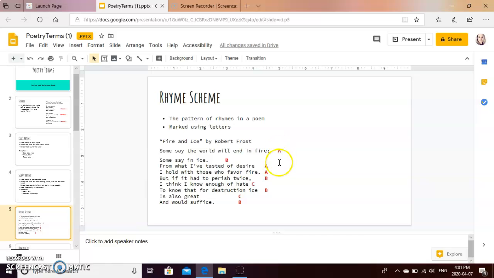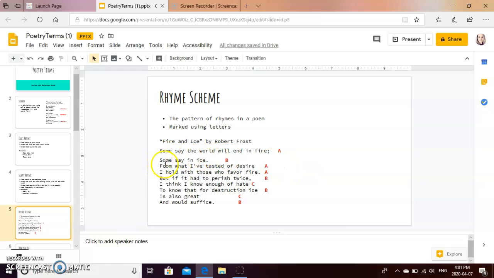Now you'll notice the other lines that are labeled A rhyme with the ending of the first line. So we have fire here, and in our next A line we have the word desire. That's because fire and desire rhyme.